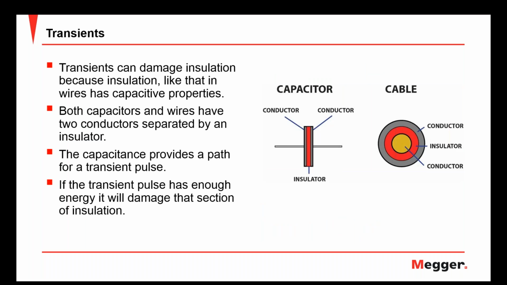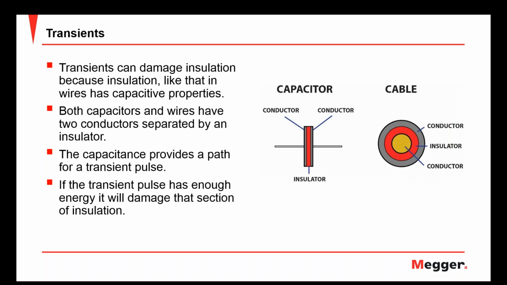So what do transients do? Why are they bad? Well, number one, transients can damage insulation because insulation has a capacitive property to it. Both cables and capacitors have this capacitive property. So right here, what I'm looking at here is on the left, you see a capacitor. You have two conductors separated by an insulator. Now, here's my cable. I have a conductor surrounded by an insulator with another conductor.